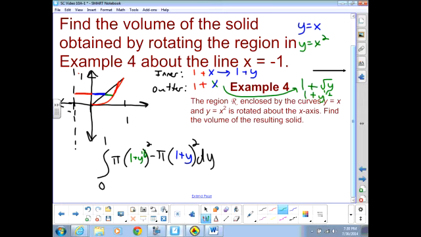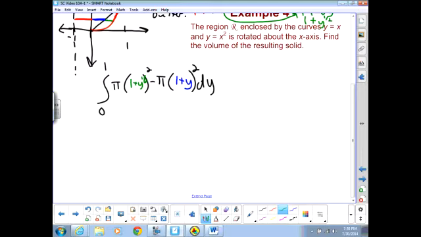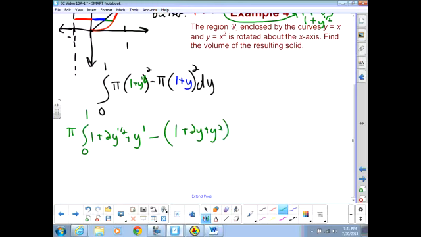And that's the challenging part there, setting up your integral. Now we just need to go ahead and solve. We'll pull our pi out front. We're from 0 to 1. When we FOIL this, we'll get 1 plus 2y to the 1/2 plus y to the first, because square root of y times square root of y is just y. We'll have a minus, and we've got to keep it in parentheses. We'll have 1 plus 2y plus y squared, and this will still be dy.